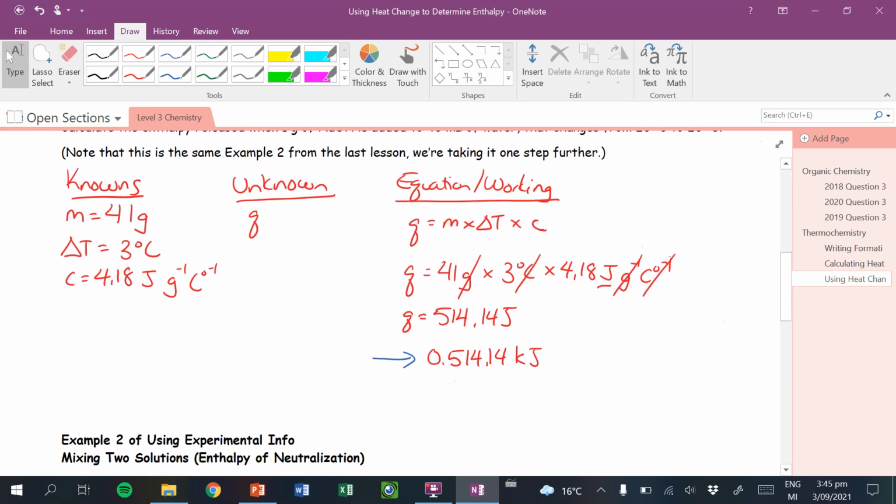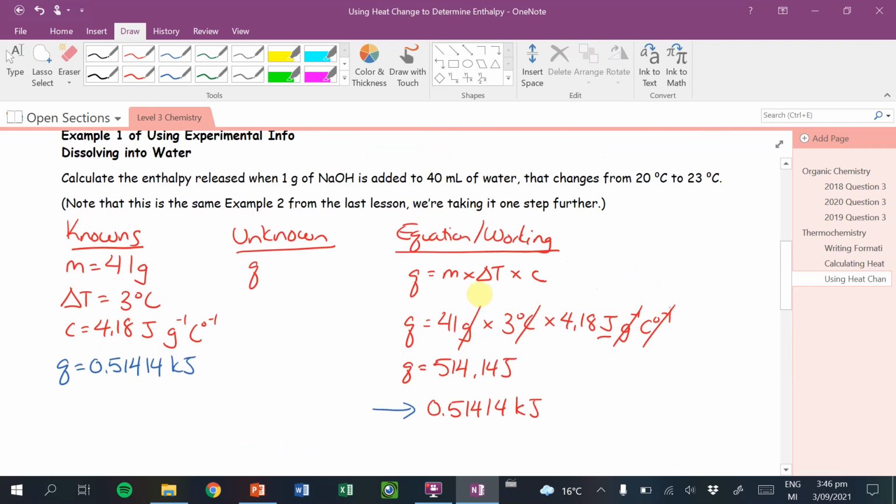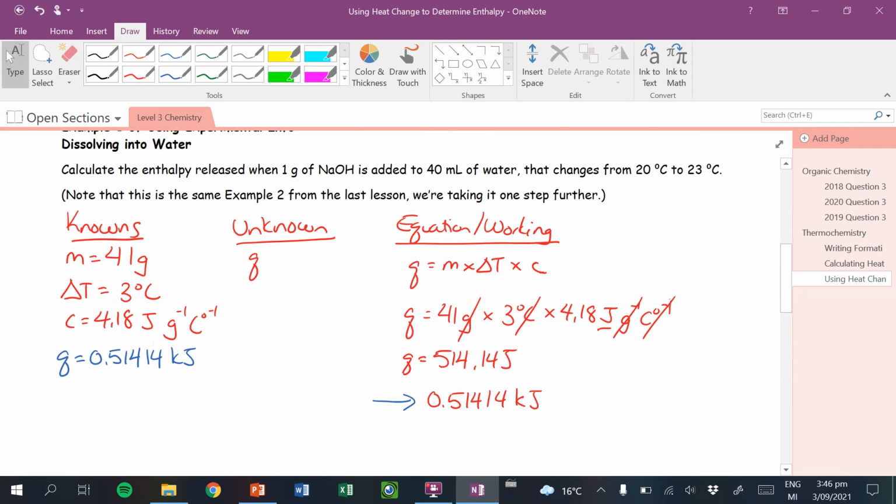So thinking about my knowns again, I now know my Q value. And I'm going to keep it in kilojoules. I realize now that there shouldn't have been 2 periods there, 2 dots. All right. That's in kilojoules. What else do I know? Now, I want to calculate the enthalpy released from the 1 gram being dissolved.